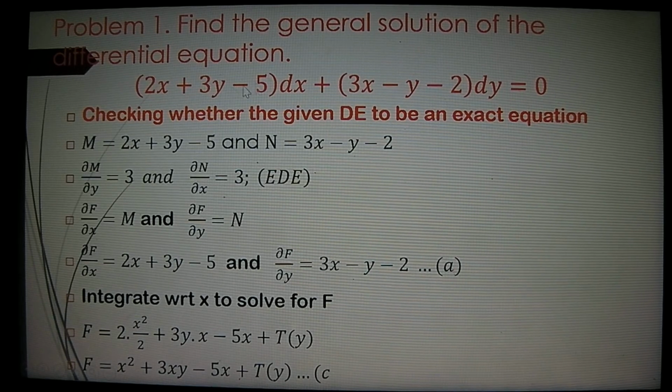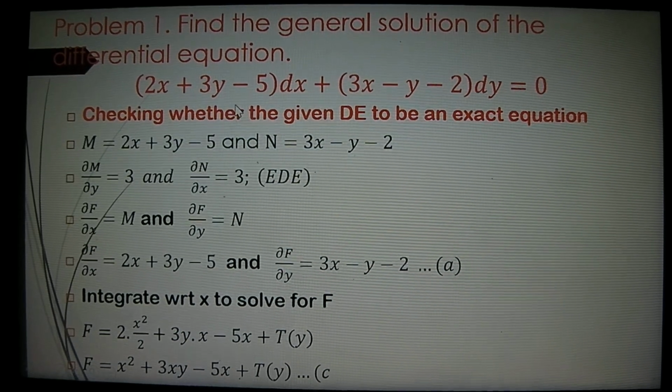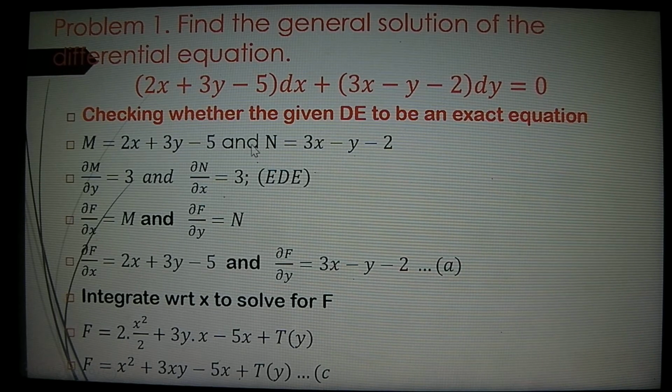So in this problem, find the general solution of the differential equation (2x + 3y - 5) dx + (3x - y - 2) dy. So we have to check that. We already have that in our previous review example, so we ought to have the same differential, which equals 3. Therefore, we found out that it is an exact differential equation.